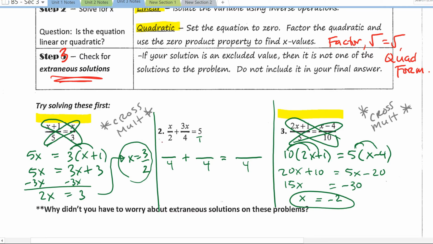The x over 2 needs to multiply the top and bottom by 2, so we get 2x over 4. The next fraction already has a 4, so just rewrite the 3x. And then the final fraction, 5 over 1, needs to multiply by 4, so we get 20 over 4.